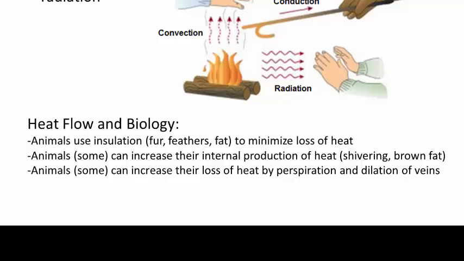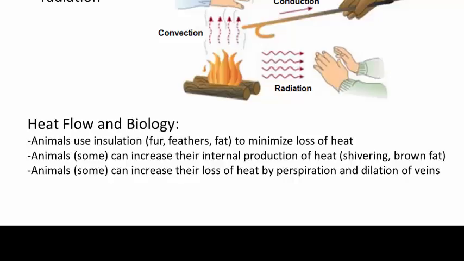And of course, that's 98.6 on the Fahrenheit scale or 37 degrees on the Celsius scale. Animals can maintain their body temperature by the following ways. First of all, they have insulation. Animals have fur or feathers or fat, or we humans have our wardrobes, which help us minimize the loss of heat. Animals can also increase their internal production of heat through shivering or something called brown fat. So when we're cold, we shiver or we produce more heat internally.